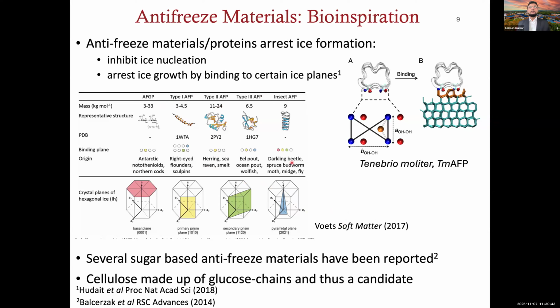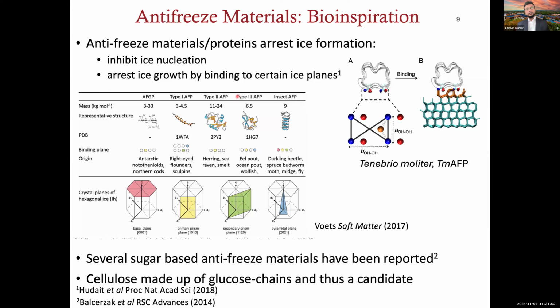One interesting thing that you will notice is that a lot of these antifreeze materials have a sugar backbone, similar to what I showed for cellulose. That's why cellulose becomes a very interesting candidate to explore in the area of antifreeze behavior, because it also has these glucose chains.